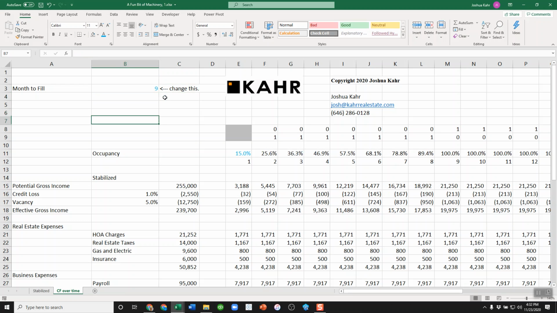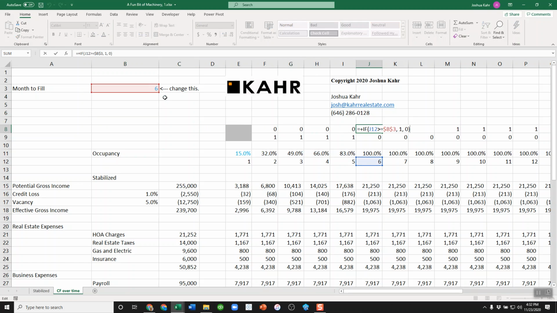This is what I did. The first thing I did is let me make this again month six. I did a very simple if statement that says, if the month I'm in is greater than or equal to the month when it's filled, put in a one, if not, put in a zero. So as you can see, I've got ones and zeros, right? I then did a little if statement here that said, if line eight is a zero, put in a one, if not, put in a zero.